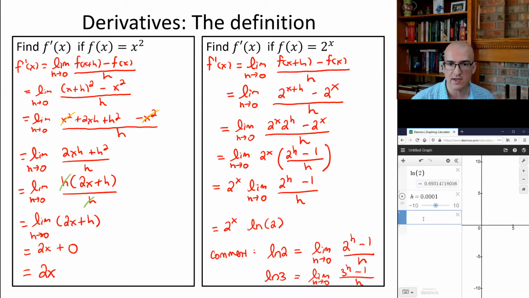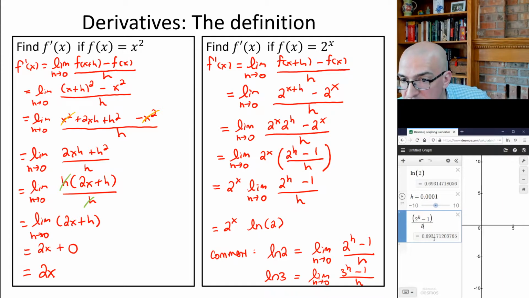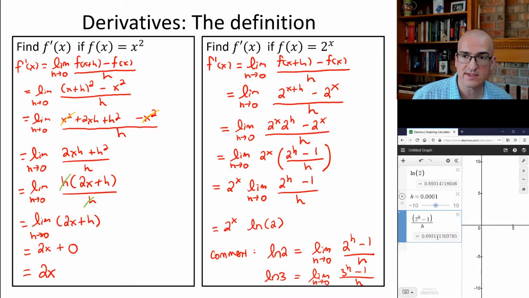Then I'm going to say 2 to the power of h minus 1, put that all in brackets, all divided by h. Now it's not perfect. I have 6931712, and up above I have 69317 instead of 171. So they're off a little bit, and it's off only because h is only 0.001. It's not small enough.